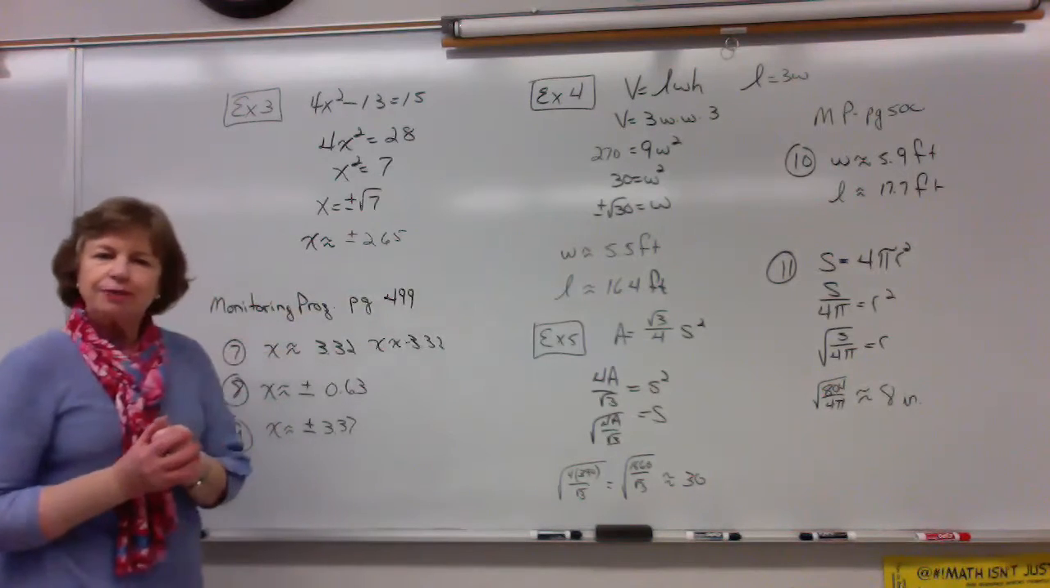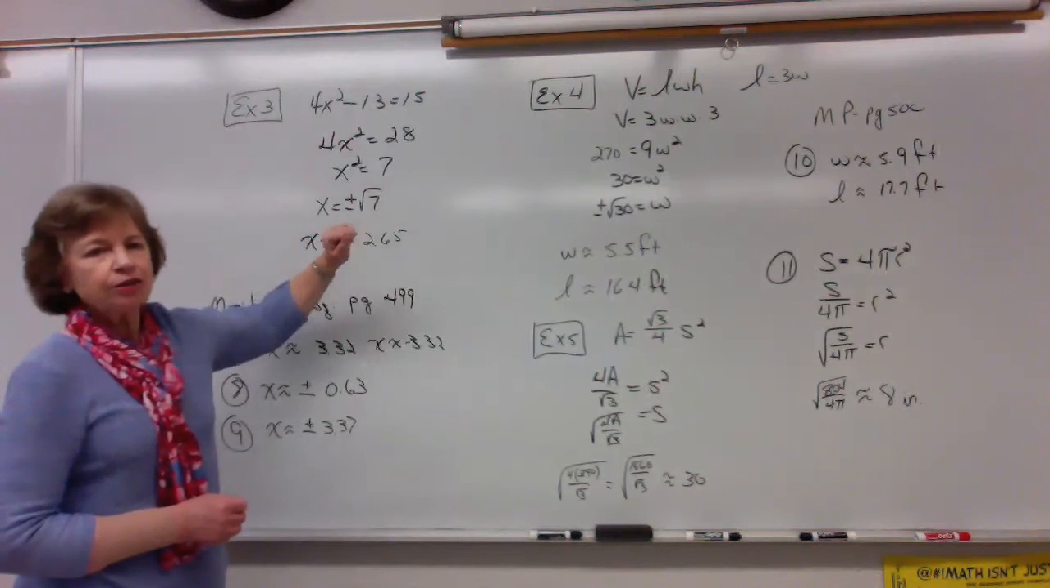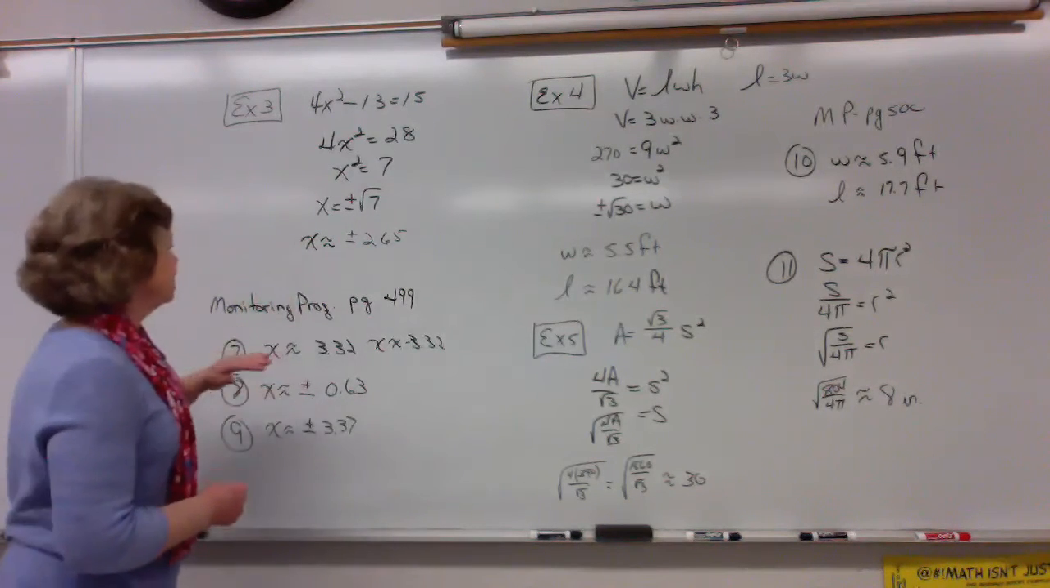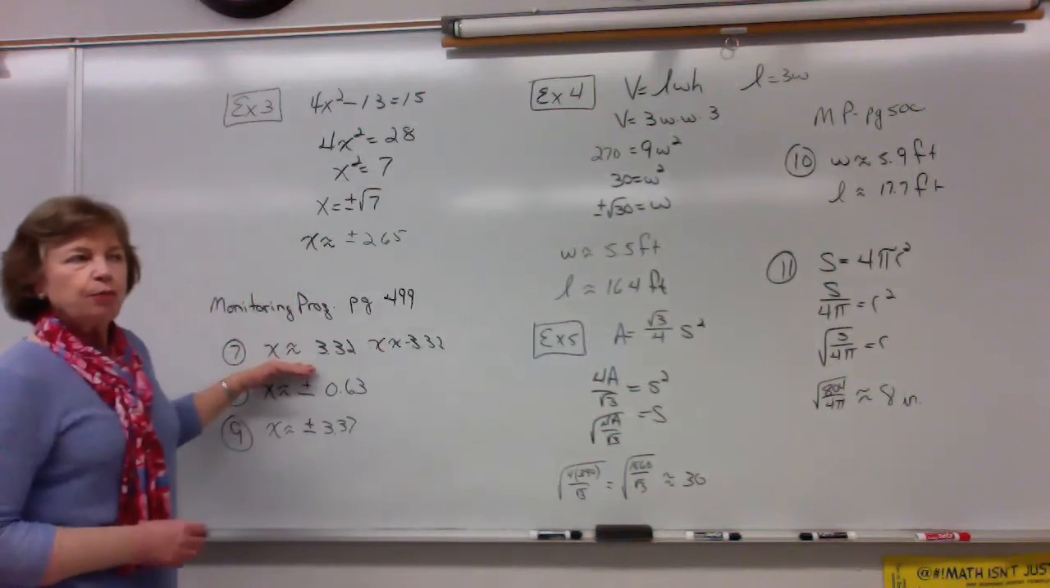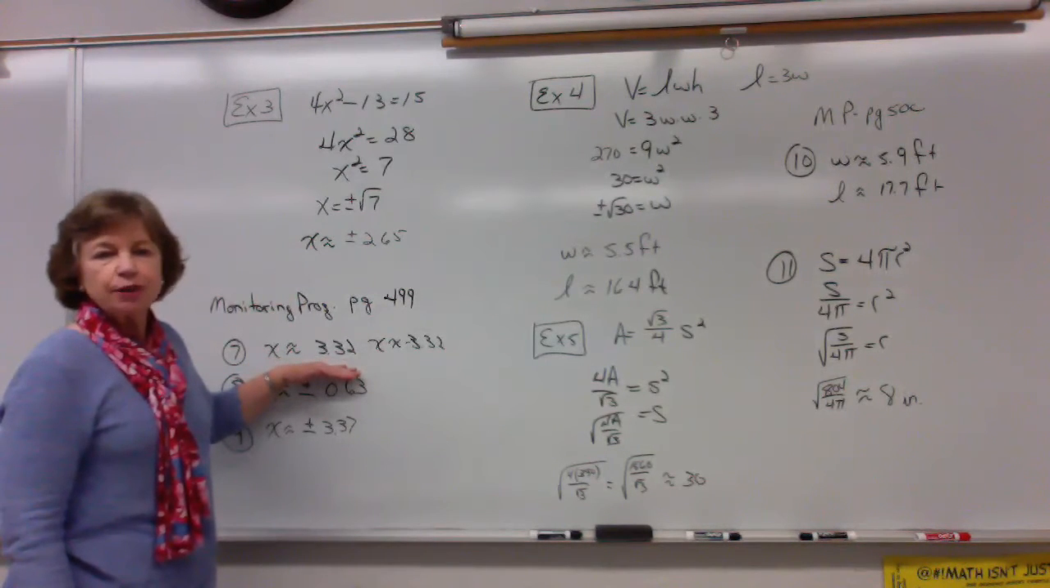Monitoring progress, you're going to be doing the same thing, solving the way you did, and when you get that radical, the square root, let your calculator do the approximation for you. So for number 7, pause here and do it. You should have ended up with plus or minus 3.32.